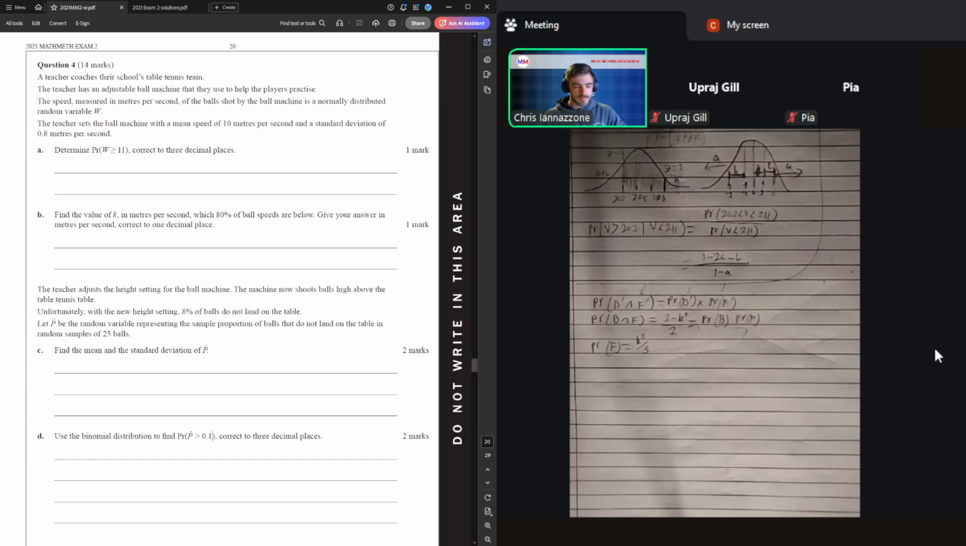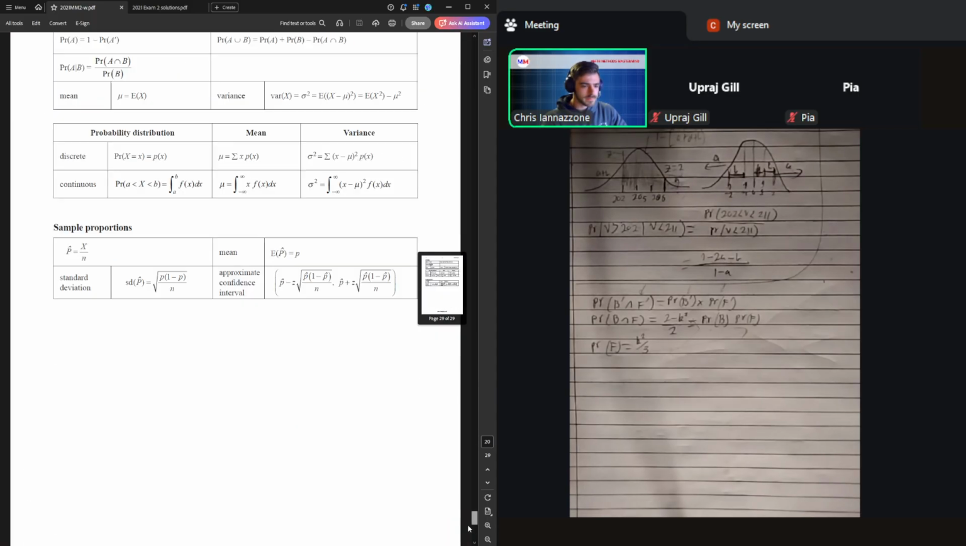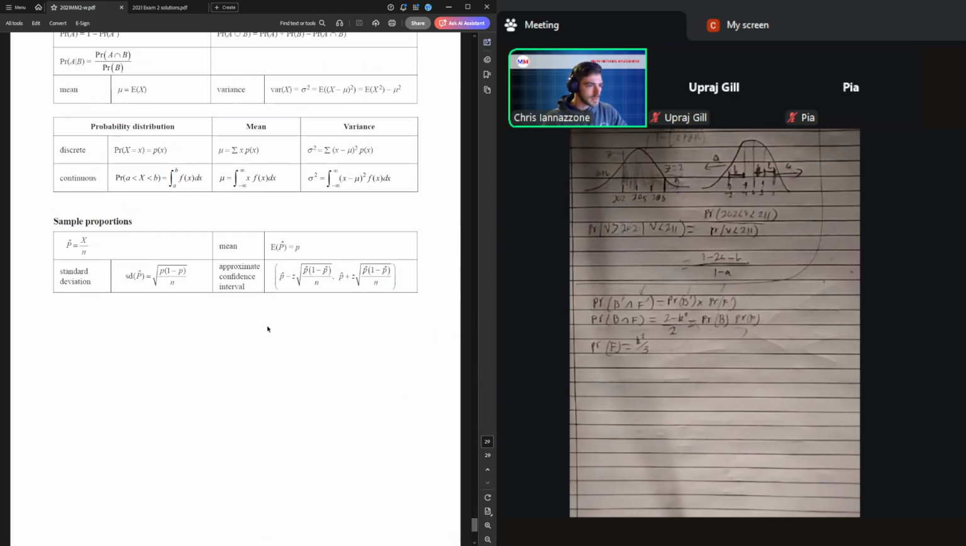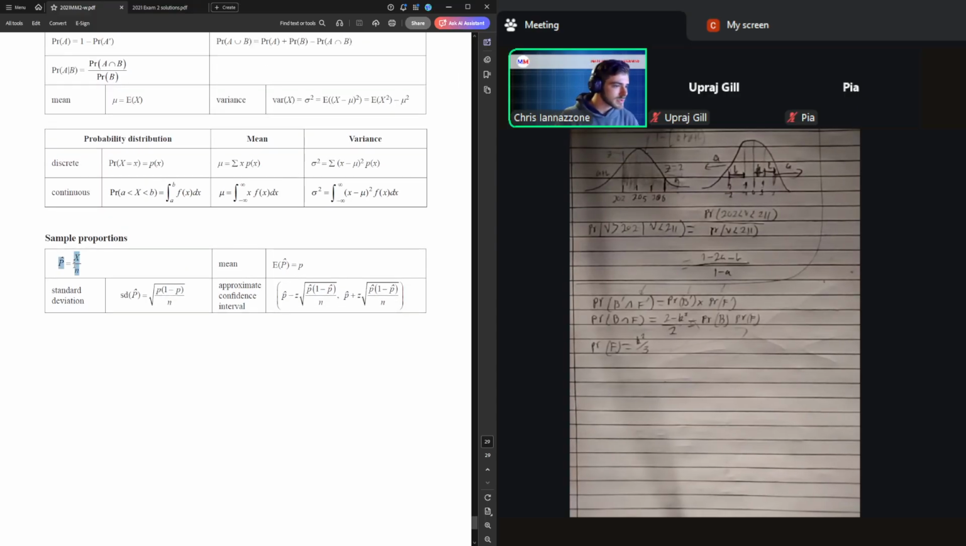Forgotten that bit. Okay. Well, have you guys got a bound reference on hand? In fact, actually, I think it's on the formula sheet. Let's have a look. Yep, sure is. P hat is x on n.